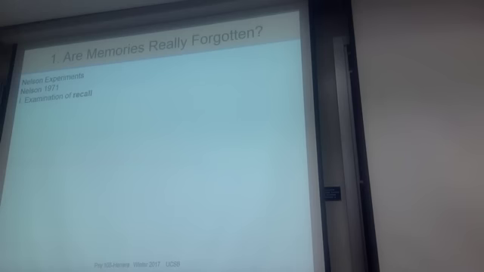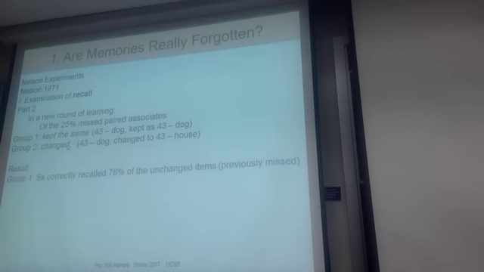But did they really forget the other 25%? The way that they looked at this was they had a new round of learning where, of the ones that they missed, they either paired those with the same thing again, so they basically relearned those 25% that they missed, or they changed those. So they changed what the number linked to. What they found is that people were very good at recalling the unchanged items at 78%, but the changed ones they only recalled 43%.